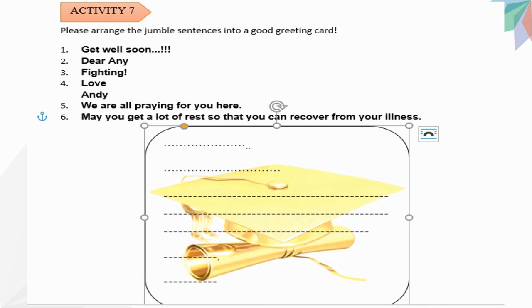Okay, and here in activity 2, we have some material. Please arrange the jumbled sentences into a good greeting card. Yeah, it is analyzing. It is a higher level. So the students use their knowledge to rearrange the jumbled sentences into a good greeting card.